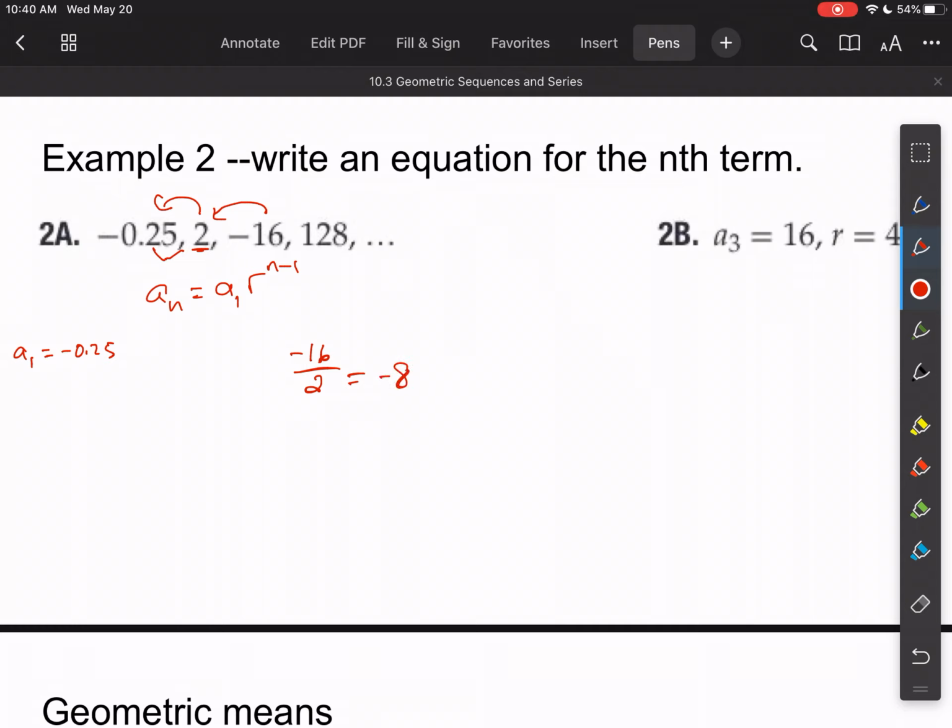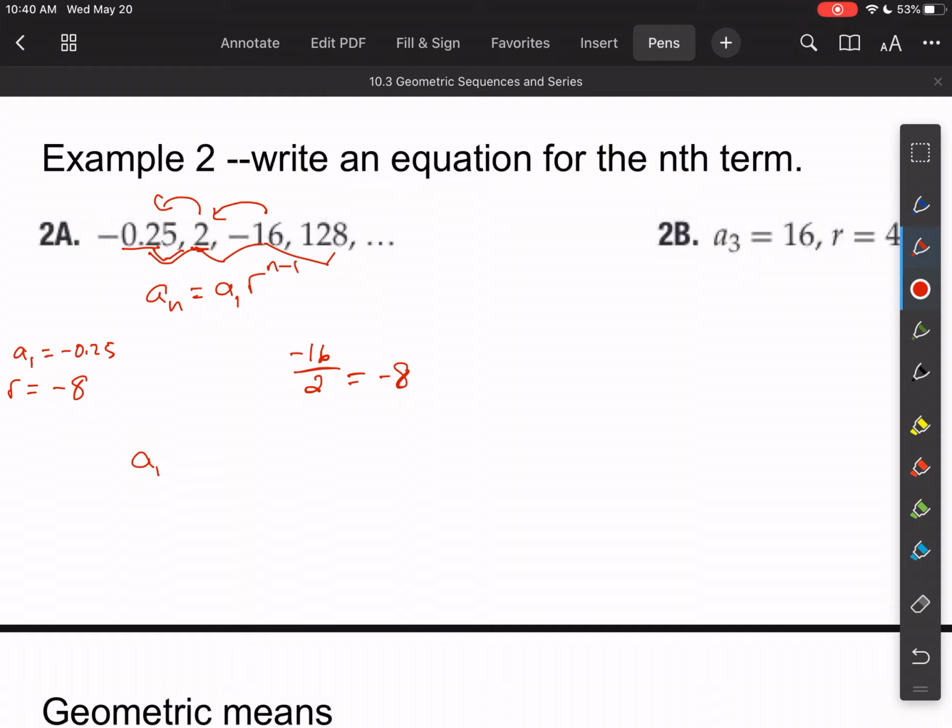So the answer to that is negative 8, and I can test that. If I take negative 0.25 multiplied by negative 8, I get 2. Multiply 2 by negative 8, I get negative 16. Multiply that by negative 8, I get 128. So r, I found, is equal to negative 8.